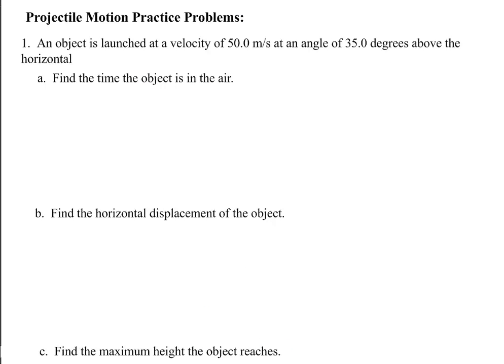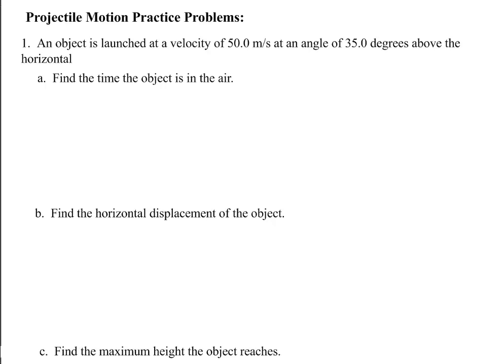So let's take a look at some projectile problems here. Okay, an object is launched at 50 meters per second at an angle of 35 degrees above the horizontal. So now I'm supposed to find the time the object is in the air. How am I going to do that? Well, I do know some information. I'm going to have to break that velocity into a vertical component and a horizontal component in order to find the time.